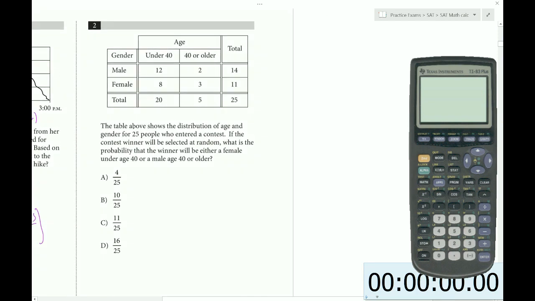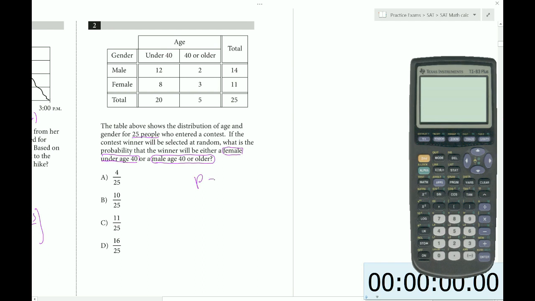Question 2. The table above shows the distribution of age and gender for 25 people who entered a contest. If the contest winner will be selected at random, what is the probability that the winner will be either a female under age 40 or a male age 40 or older? Okay. So we have to look at those two categories. Together, they'll make up our numerator, right?